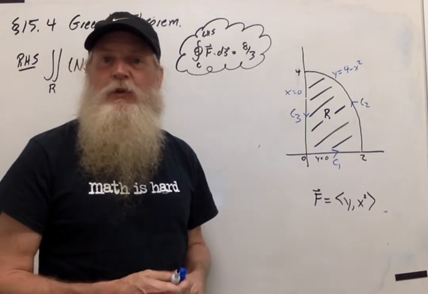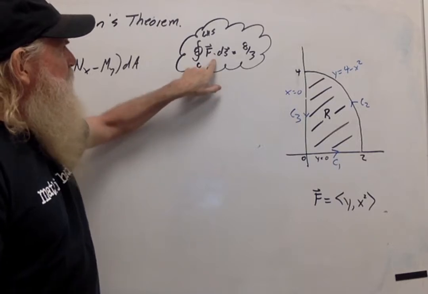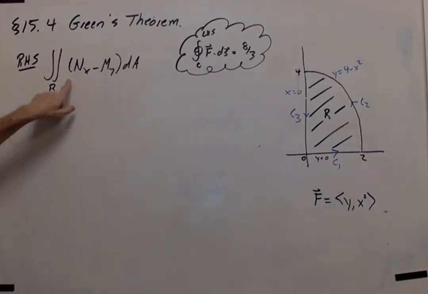Let's finish this example on Green's theorem. In the previous video, we showed that the integral around C of F dot dS was equal to 8/3. That was the left-hand side of Green's theorem. Now let's see that the right-hand side gives us exactly the same answer.